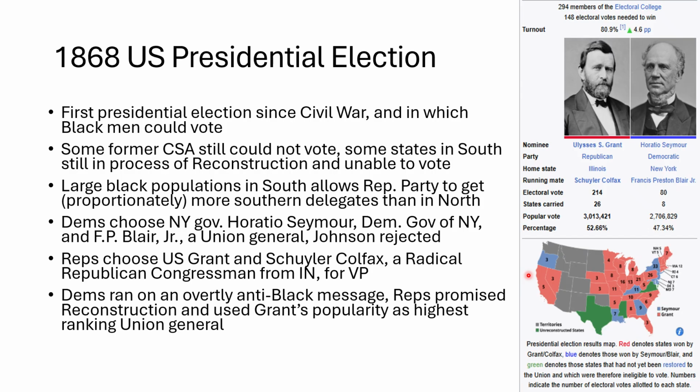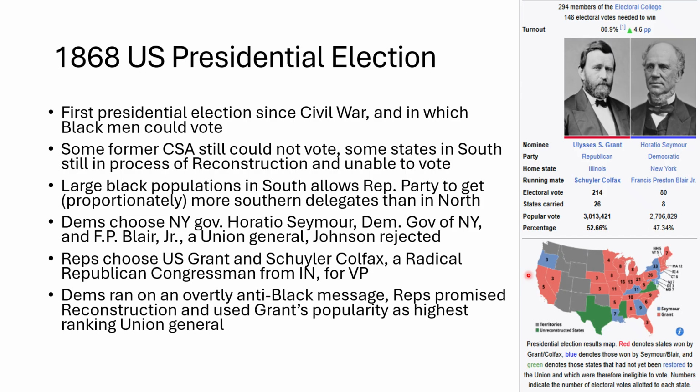The Democrats, they choose Horatio Seymour of New York, a Northern Democrat governor of New York. They need to choose someone who's not tied to the South, who could be accused of being a traitor. They do try to balance their ticket, though, with a Union general, F.P. Blair. And Johnson, of course, his name was mud in the country, so they didn't choose Johnson as their guy to run for president in '68.